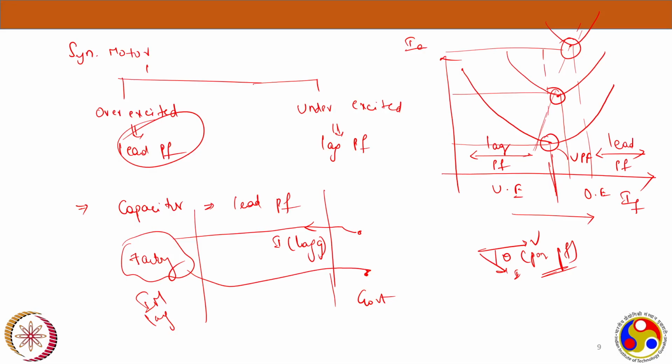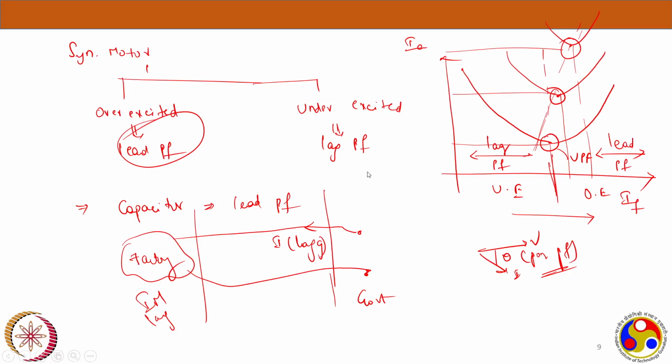So what will the government do? The government will charge that particular factory very heavily. It sees that this particular factory is drawing a lot of lagging current from me, so I will penalize them and impose more charges on them. So what people will usually do is connect a capacitor bank, just after the supply and before the factory, between these two, they will connect a capacitor bank.